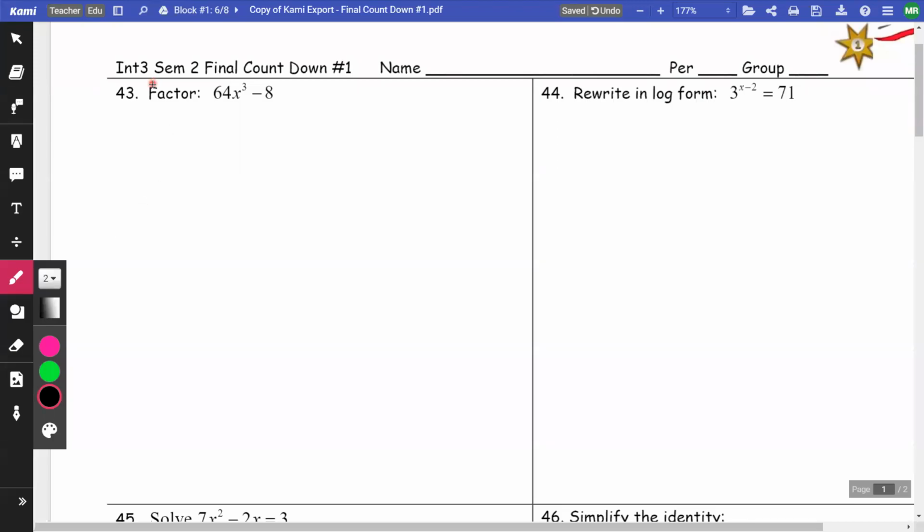So this video is Integrated 3, Semester 2, Final Countdown, number 1. This is the end. This is the last one. So on this first one, we are dealing with a difference of 2 cubes.